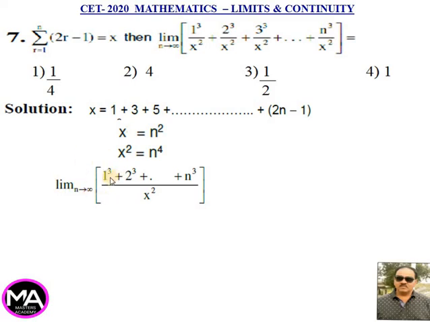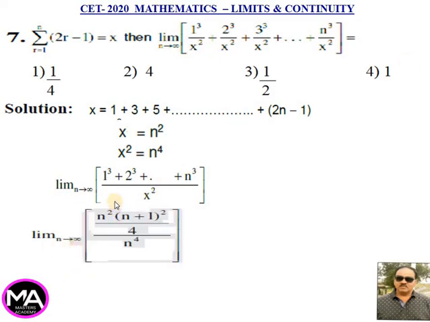Limit as n tends to infinity of 1 cube plus 2 cube plus 3 cube plus so on plus n cube divided by x square, which is limit as n tends to infinity of n square into (n plus 1) the whole square by 4, divided by n to the power 4, is equal to limit as n tends to infinity, taking n square as common in the bracket, n square into (1 plus 1 by n) the whole square divided by 4 n to the power 4.